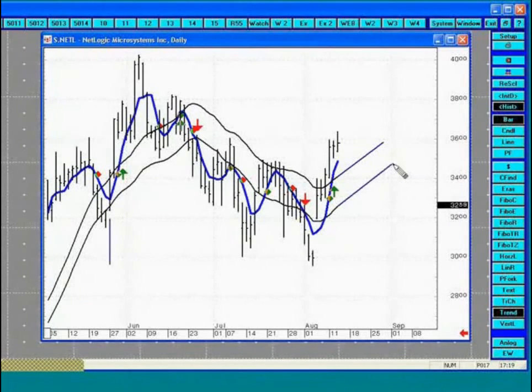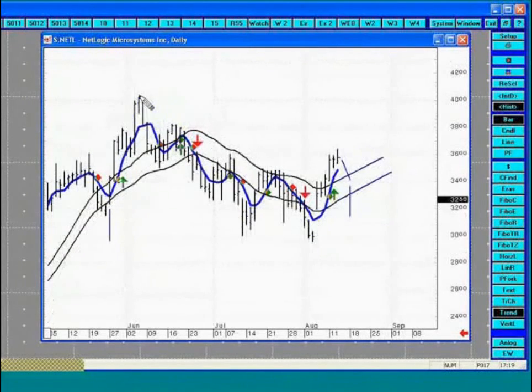let's just assume that our price channel continues higher. If prices were to pull back into the channel and begin turning back up, I would consider this a buying opportunity for a move back to above this extreme right here.